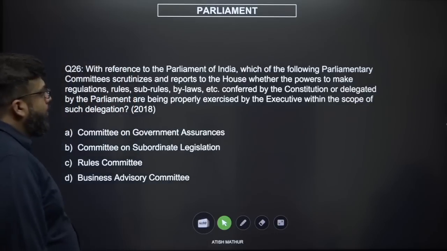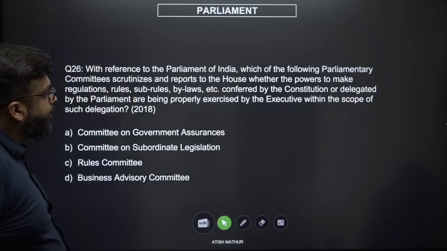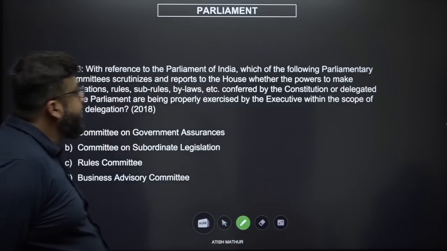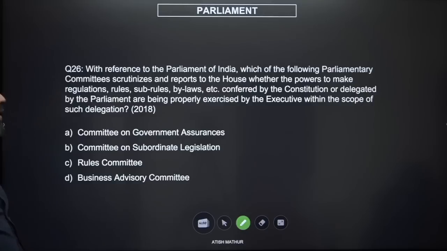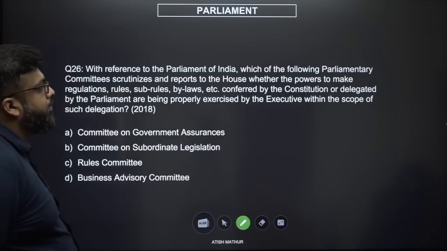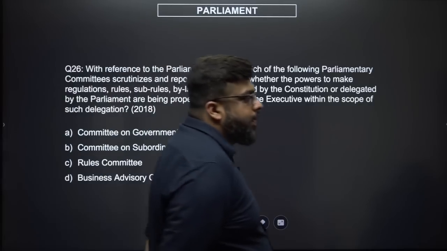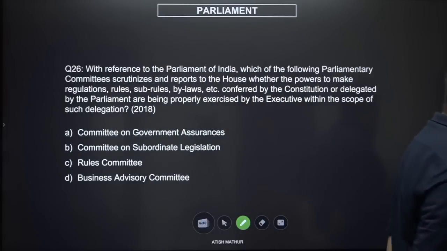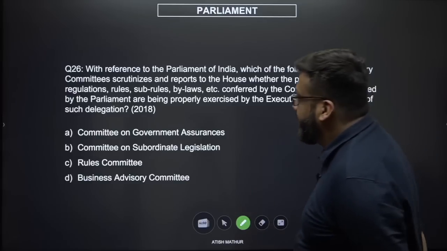Next, with reference to the Parliament of India, which of the following parliamentary committees scrutinizes and reports to the House whether the powers to make rules, regulations, sub-rules, bylaws, etc. conferred by the Constitution or delegated by the Parliament are properly exercised by the executive within the scope of such delegation, right? Very complex statement. Let us simplify this statement.